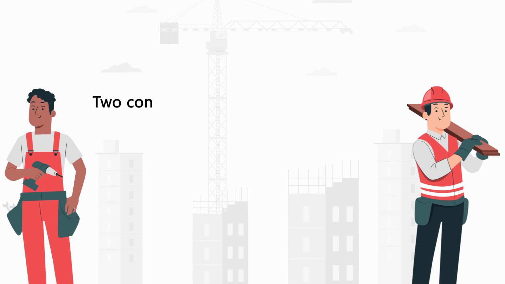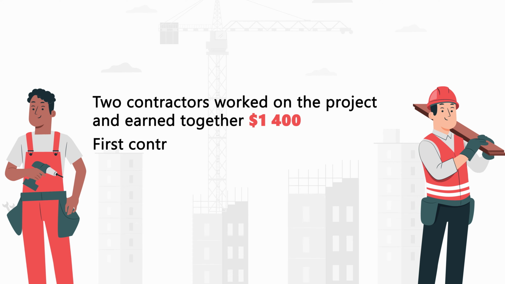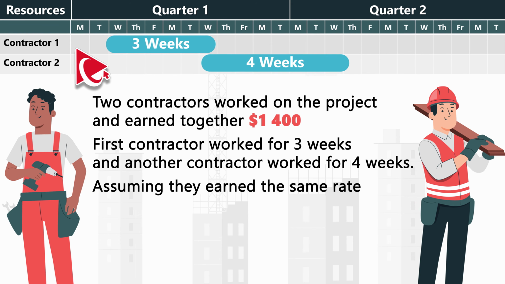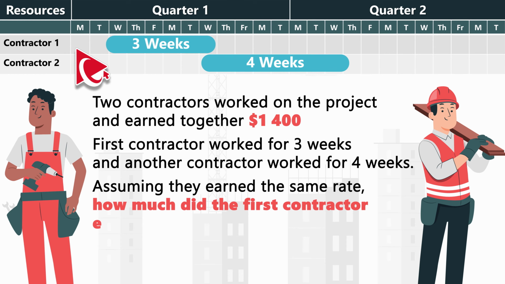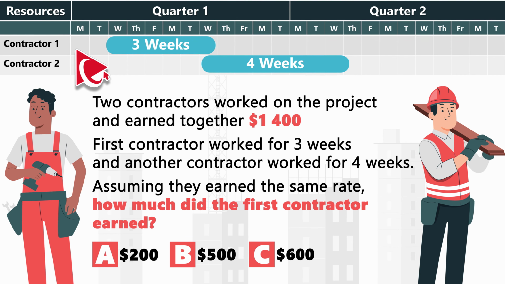Well, the good thing about this problem is that we only need to solve it for 2 contractors. Because in our problem, 2 contractors worked on the project and earned together $1,400. First contractor worked for 3 weeks, and another contractor worked for 4 weeks. Assuming they earned the same rate, how much did the first contractor earn? And you're presented with 4 possible choices. Choice A, $200. Choice B, $500. Choice C, $600, and last but not least, choice D, $900.